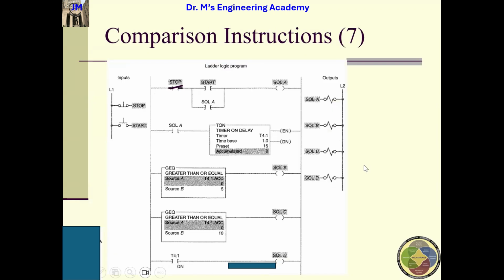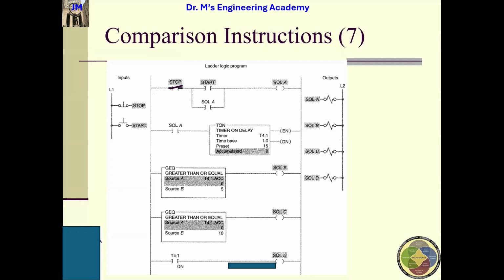So here is the diagram. Here's one diagram. We have the stop, first rung, stop, start, and seal-in circuit. Now this time the seal-in is a solenoid. SOL means solenoid, right? We know that. Write down SOL means solenoid. We have learned the output actuator named solenoid.